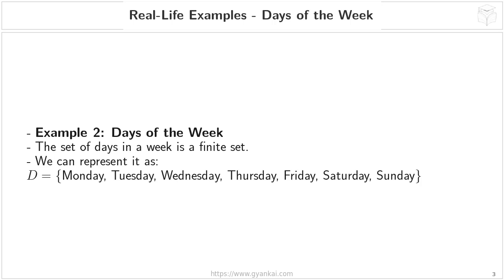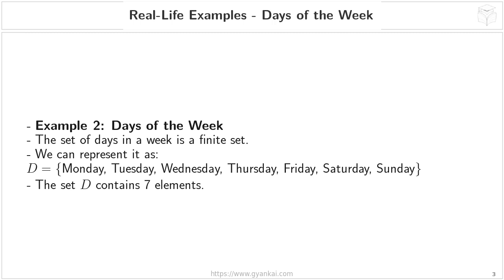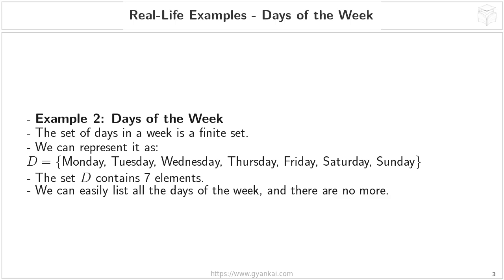To represent this mathematically, we use set notation. We're defining a set and we're calling it D. That's D as in days. It's represented as a capital letter, and the elements inside the curly braces define what's in the set. So, we have D equals an opening curly brace, then we list out each day: Monday, Tuesday, Wednesday, Thursday, Friday, Saturday, Sunday, and then a closing curly brace. This set D contains 7 elements. That's pretty straightforward, right? We can easily list all the days of the week, and importantly, there are no more. Once you say Sunday, you've listed them all. There isn't another day of the week to add.